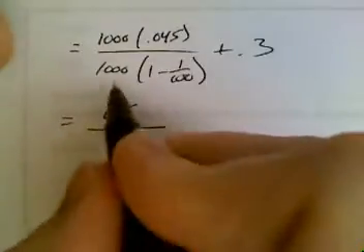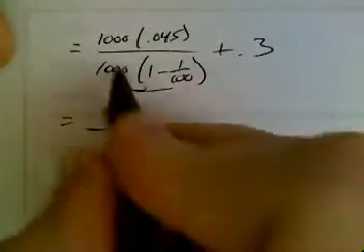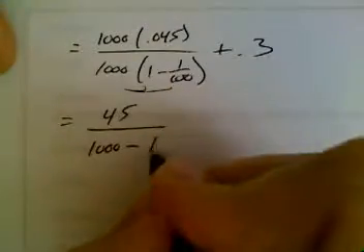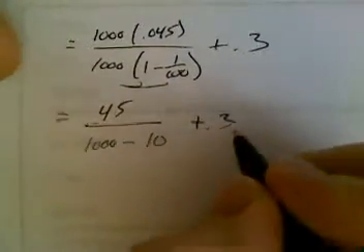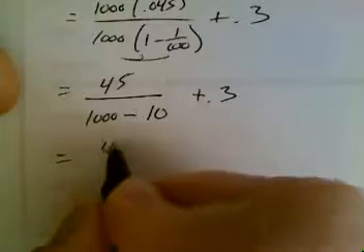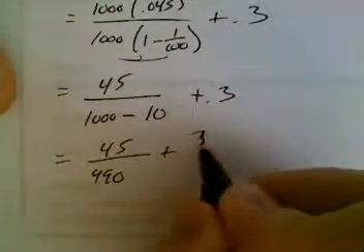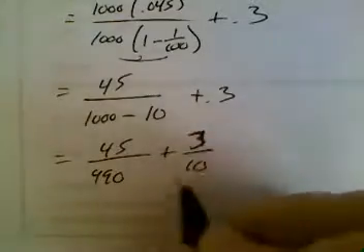Okay. Then I'm going to take this 1,000 and distribute it on the bottom here. When I distribute on the bottom, I'm going to have 1,000 minus, and then 1,000 divided by 100 is really just going to be 10. Plus that 0.3. Now, 45 over what this really is 990. This is plus 3 over 10. It's 3/10, so it's 3/10.